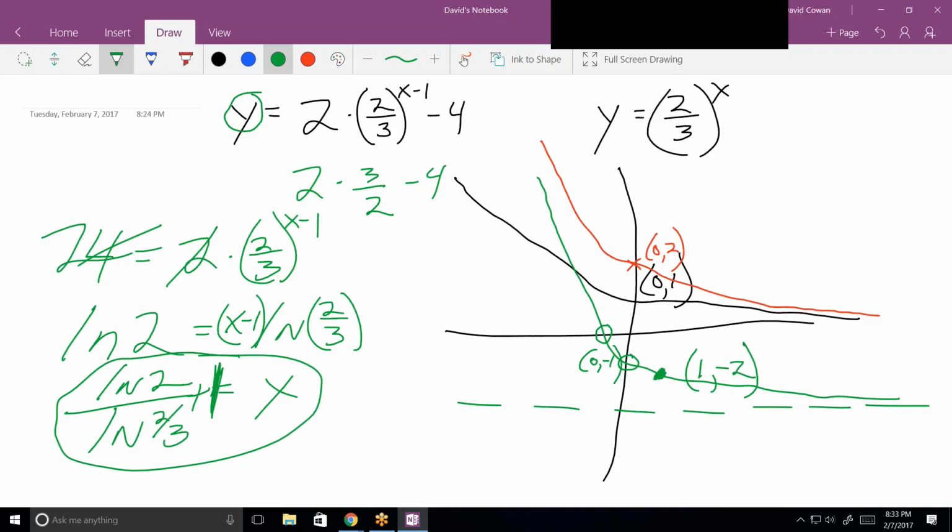What else did they ask on this? Just to graph it? And then domain and range. The domain is always all reals for these things. What's the range? So the range would be negative 4 to infinity.